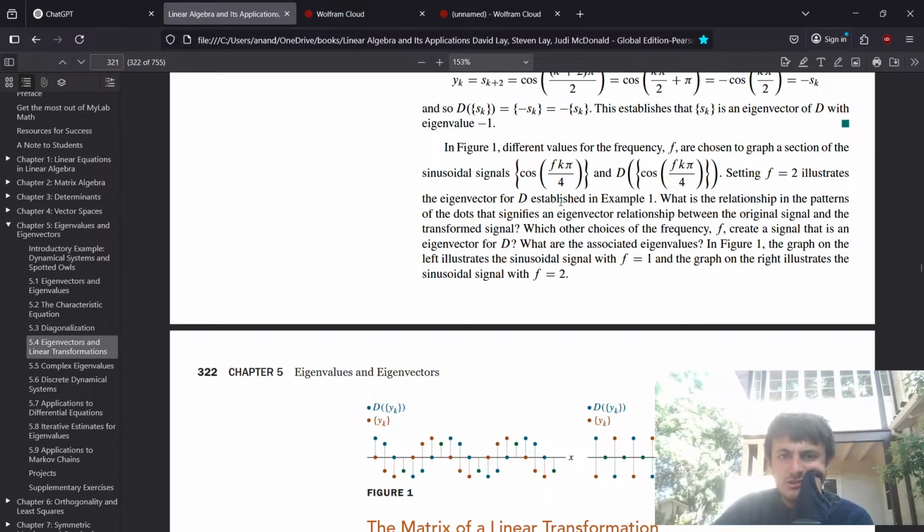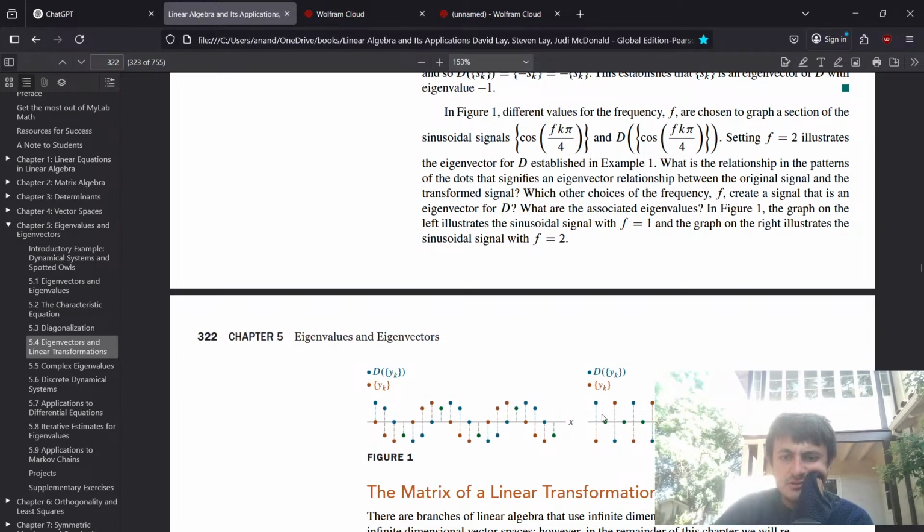Okay, so then they plot different frequencies. What is the relationship in the pattern of dots that signifies an eigenvector relationship between the original signal and the transformed signals? What other choices of the frequency f create a signal that is an eigenvector for D?